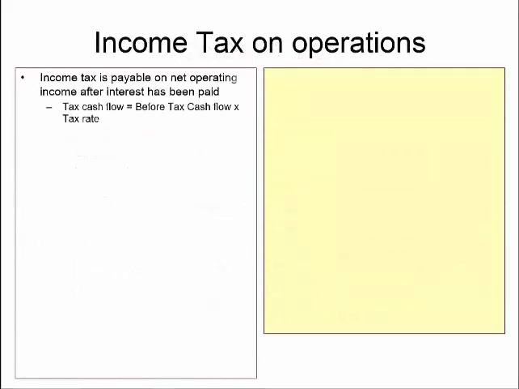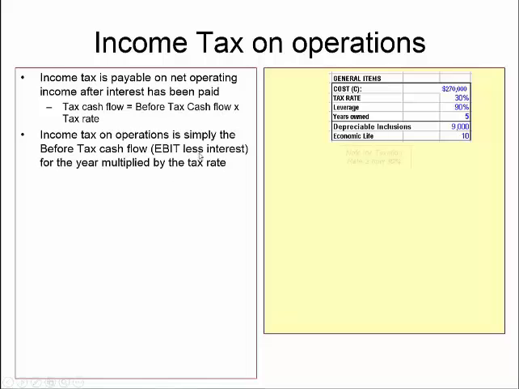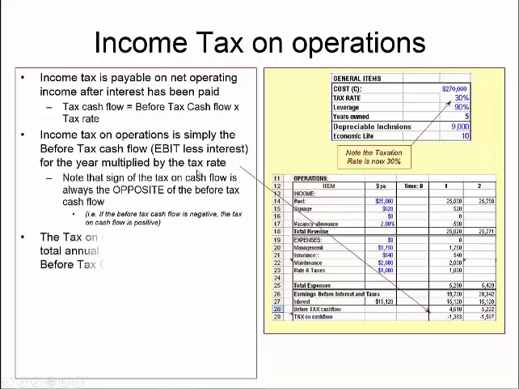Let's look at now the first element that we're talking about. This is tax on operations. The income tax is payable on the net operating income after interest has been paid. Now, we've already worked out our NOI, we've also worked out interest, and so it's going to be a very easy matter to simply take that taxable cash flow, which is the EBIT less interest, and then multiply it by the tax rate. That's very easy. The income tax on operations is simply the EBIT less interest, multiplied by the tax rate.